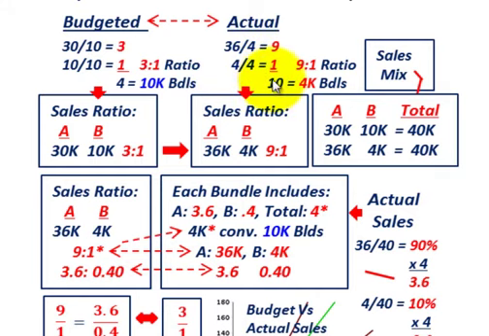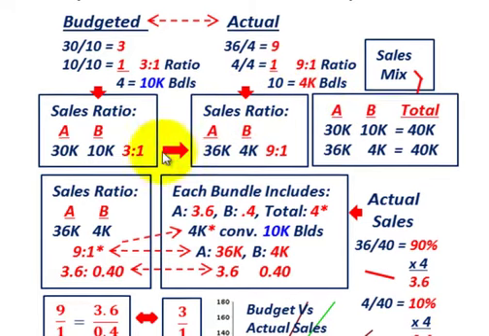Now for our bundles, again, you have 40,000 total quantity sold divided by 10, a quantity of 10 per bundle. That's going to equate to 4,000 bundles. So you can see that budgeted, we're working off 10,000 bundles based on our budget, but on our actual sales, based on that sales ratio, we have 4,000 bundles.